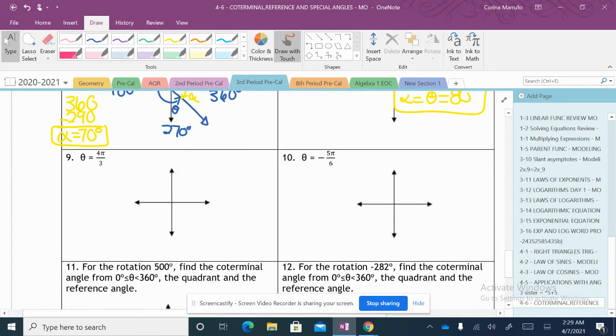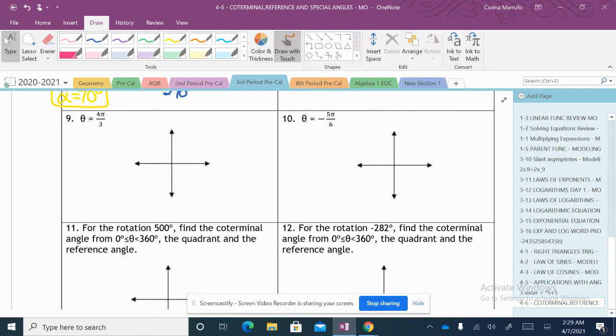All right, so now we have these in terms of pi. So this is 4 pi over 3. So from here to here is 1 pi. Okay, I cut it into thirds because it's divided by 3. And this is only 3 pieces of pie. I still need one more piece, which would be right here. So here is my angle. Sorry, 1, 2, 3. So there's 4 pieces of the pie.